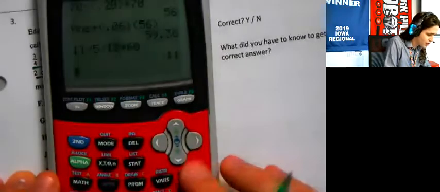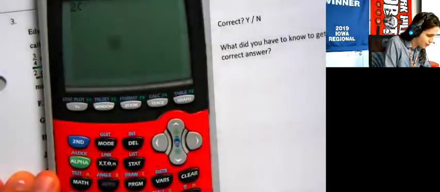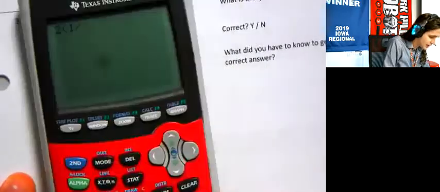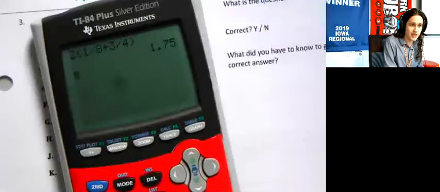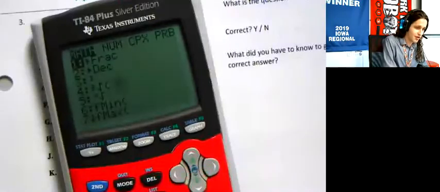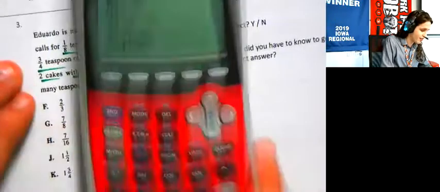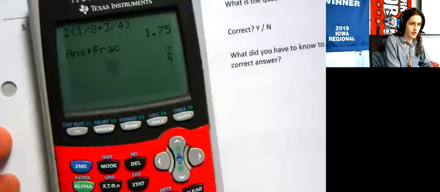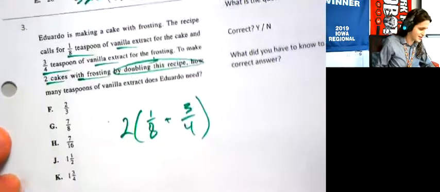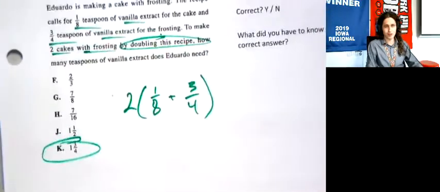This goes in as 2 times 1/8 plus 3/4. And it now gives 1.75. Maybe you don't know what that is as a fraction. You hit the math button right here. You hit the frac, and it gives you your answer, 7/4. Oh no. Well, it's 1 3/4. You can do a little work and figure that out. It's a mixed fraction. What else do we have for you?